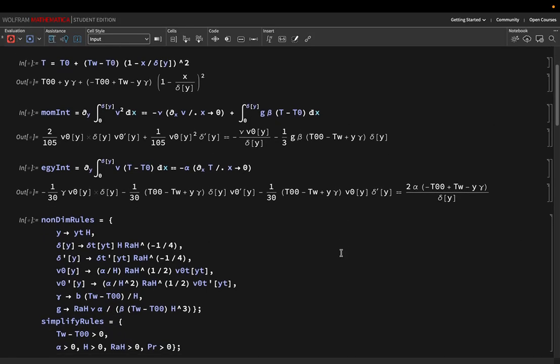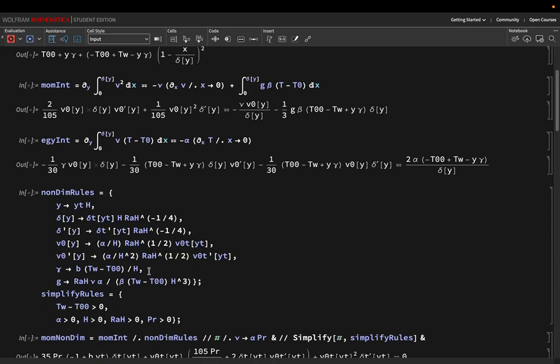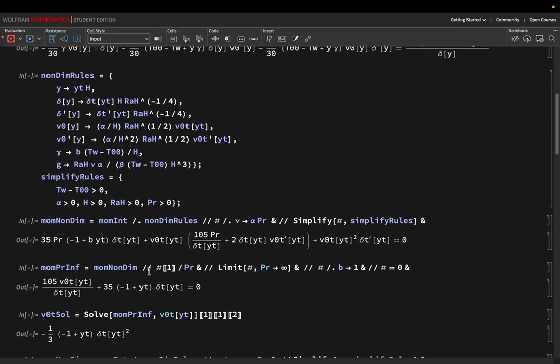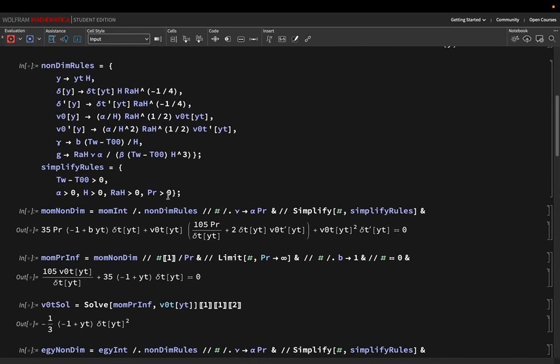Now you have to non-dimensionalize this. So I'm just replacing y with the non-dimensional values yt times h, delta t prime, and v with the corresponding expressions I have shown in the slide, and assuming that all these properties are positive. And then when I simplify, this is the equation I'm getting for the non-dimensional momentum equation.